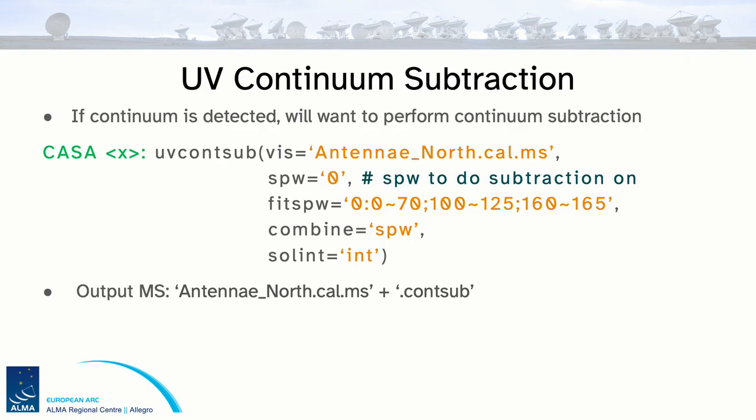In the case that you have a project where the continuum is detected and you also have lines to image, you will want to perform continuum subtraction using the uvcontsub command. This will produce another measurement set that has the input measurement set name with .contsub appended to it. This measurement set will have the continuum-subtracted spectral windows that you specify with the spw parameter. The actual fitting of the continuum will be done on the continuum channels that you specify with the fitspw parameter.